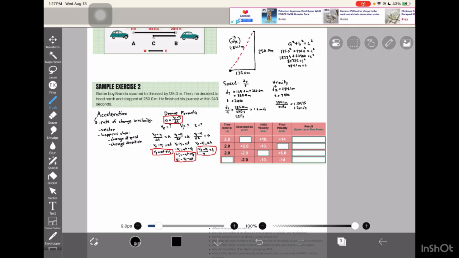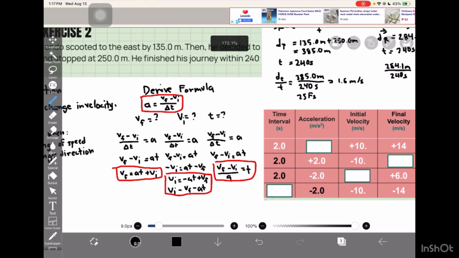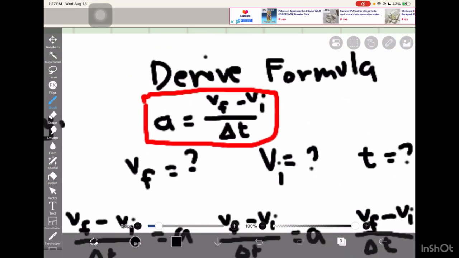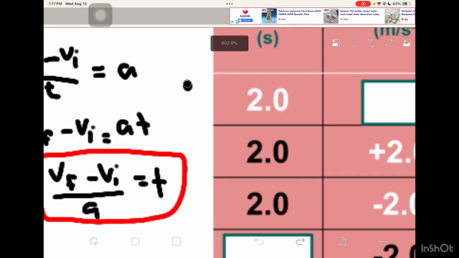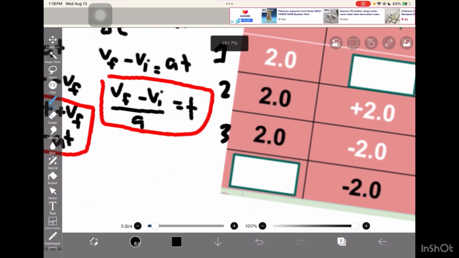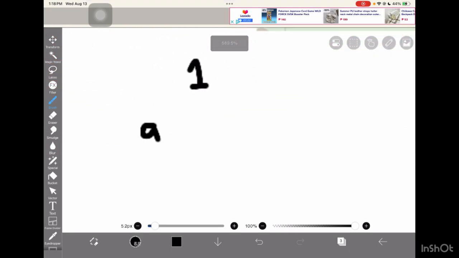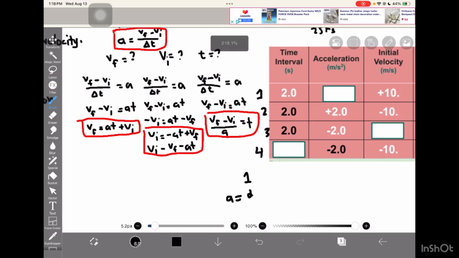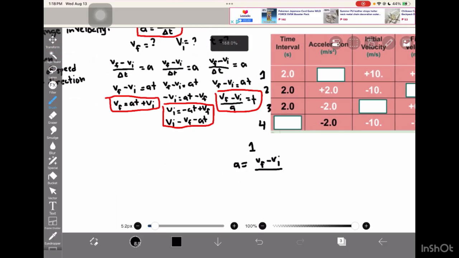No applications yet. We're just gonna use this table to find the missing values. We're gonna apply everything, by the way. So first and foremost, we're missing acceleration. So therefore, we have to use the formula with a on the side. So we need to input the given. I'll just go by row. This is number 1, this is number 2, this is number 3, and this is number 4. So for number 1, we use the formula a equals v sub f minus v sub I over t.